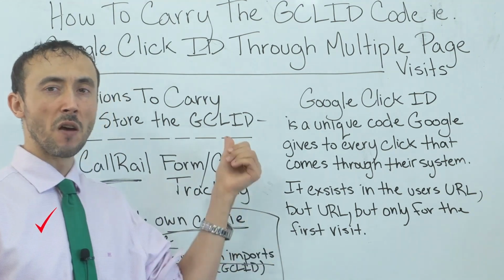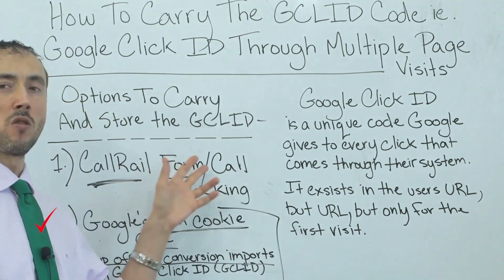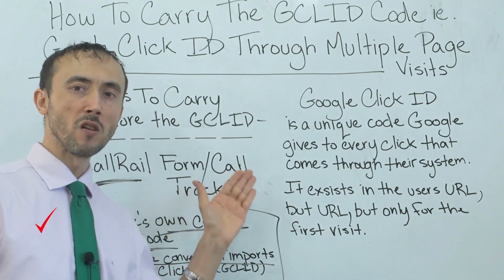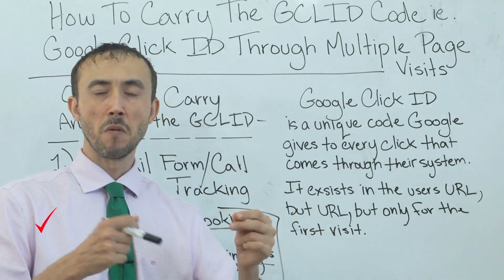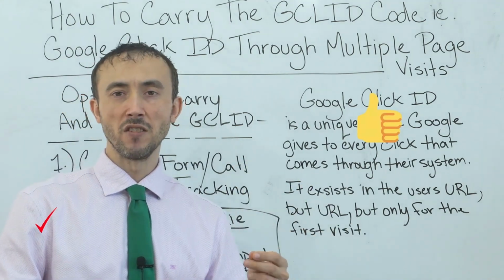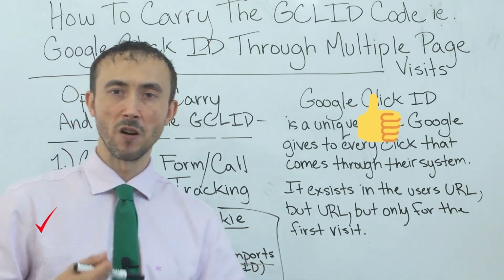So there's definitely pros and cons here. But anyway, you get to pick your poison here. Which one do you want to do to grab the Google Click ID? But absolutely, you do want to grab the Google Click ID from the user, even if they visit more than one page on the site, because so many people do that before they convert into a lead.